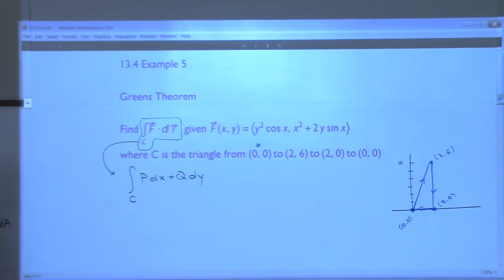Now, do you like the idea of doing Green's, or do you just want to stick with the line integral? Maybe it's better if we leave it as a line integral. What would be the drawback if we do line integral?